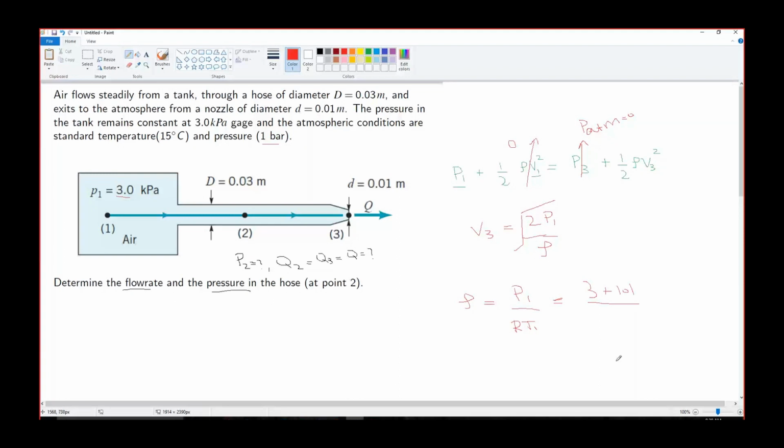For air, the ideal gas constant R is 286.9 Newton meter per kg Kelvin. The units are Newton meter; the pressure is in kilopascals, and this is in Newton meter per kg Kelvin.